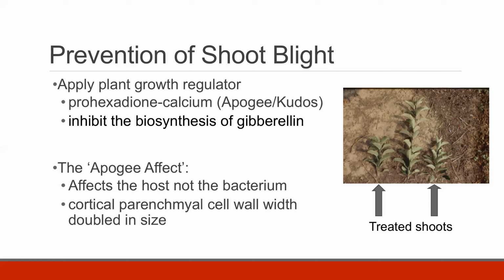But in addition to shortening the internodes, cortical parenchymal cell wall width nearly doubled in size. And this indirect effect of the doubling in size of the cortical parenchymal cells is referred to as the Apogee effect. And if you look right here, I'm showing there are 2 shoots here that have been treated with the growth regulator, and you can see that they're significantly smaller than the one in the center that wasn't treated with the plant growth regulator.